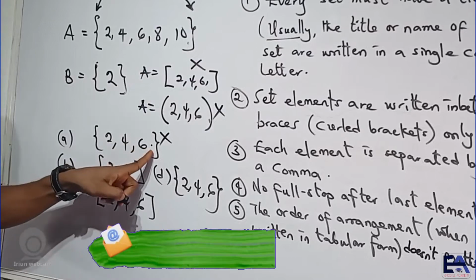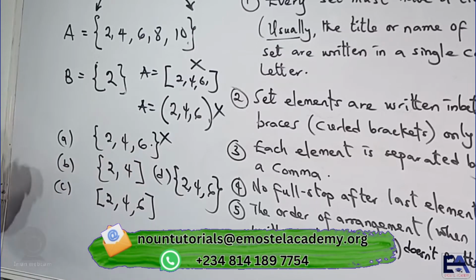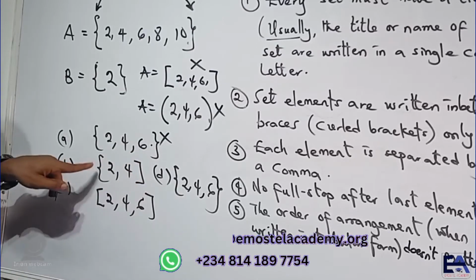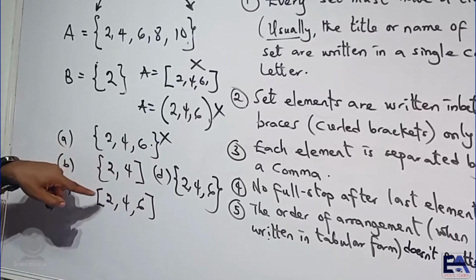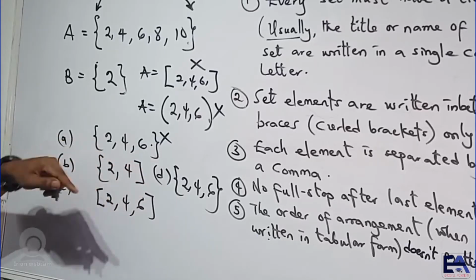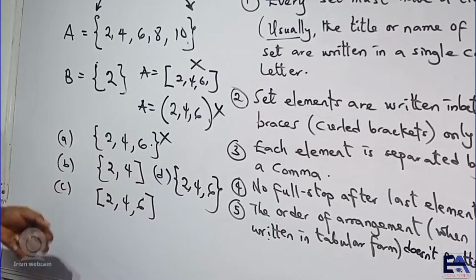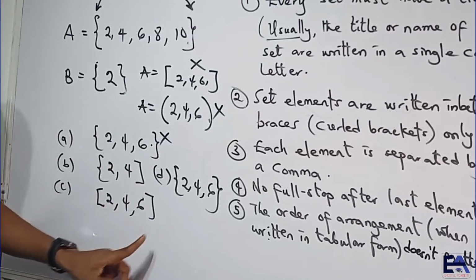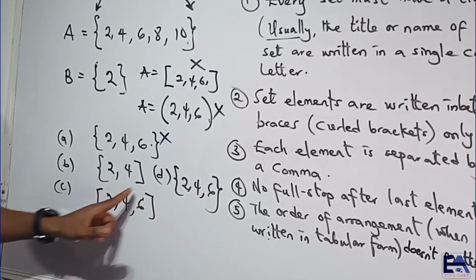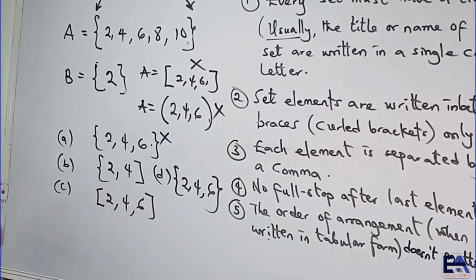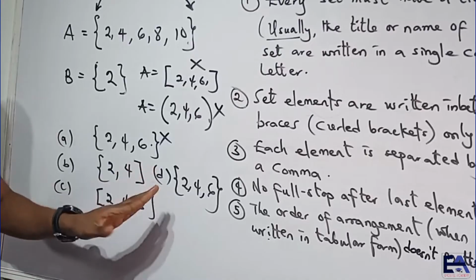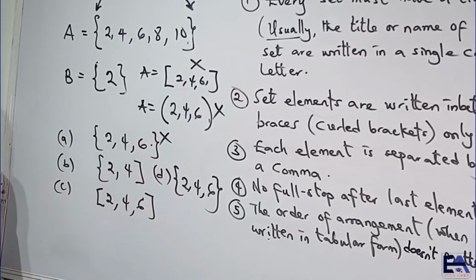Why? Because it has a decimal point. Then you understand that this one is not a set because one bracket is a brace and the other one is like an interval kind of. You get it now? Then the third one is not a set, although everything is separated with commas, no full stop, but you are using square brackets instead of braces. And then option D, this one is a set because it follows all the applicable rules.